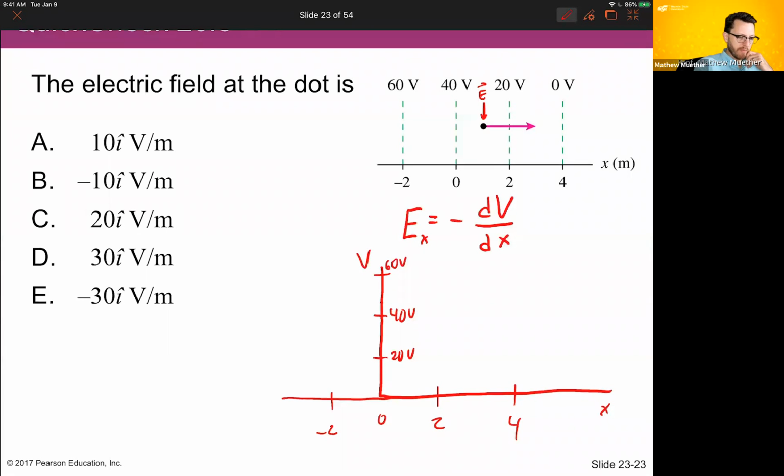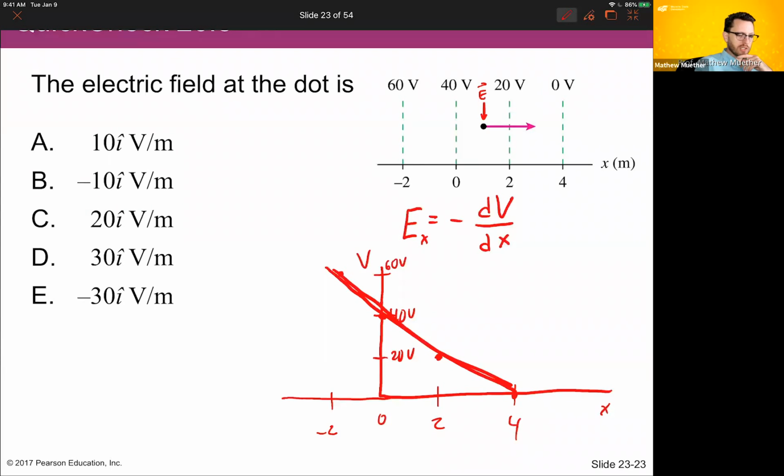So we know at -2, we start at 60 volts. Then at 0, we're at 40 volts. And then at 2 meters, we're at 20 volts. And by the time I get to 4, I'm at 0. So I've just got this linear behavior, this straight line behavior, going from small values of x up to larger values of x.